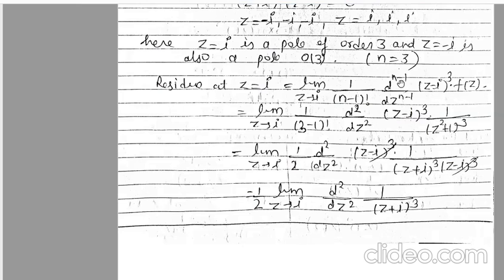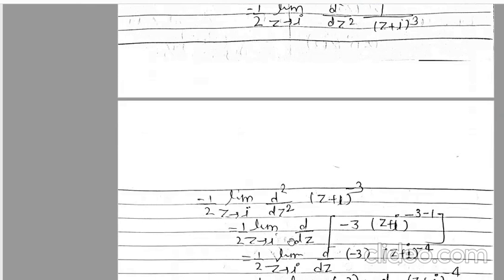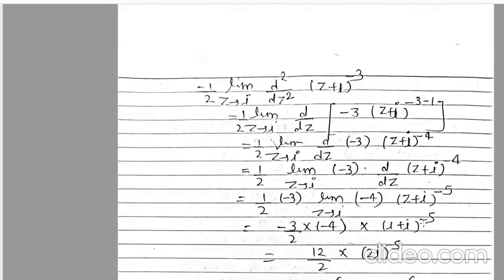Now n is 3, so you have to do 2 times differentiation with respect to z. For 1 time differentiation, d upon dz of (z plus i) to the power minus 3, using n into x to the power n minus 1, we get minus 3 (z plus i) to the power minus 3 minus 1. After solving this, you will get minus 3 into (z plus i) to the power minus 4.